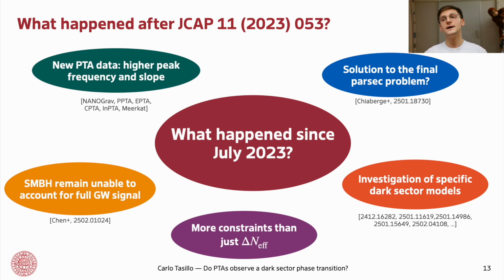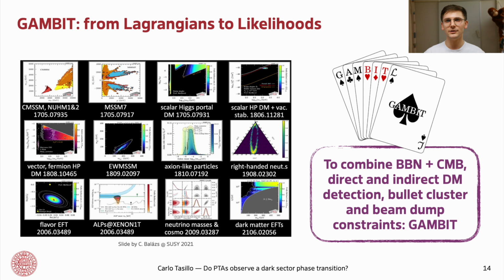Another thing, more on the theory side, is the investigation of more specific dark sector models, which I will come to in a second. And one thing that we studied in the past was to put more constraints into our analysis, more than just delta N effective. Okay, so let's see how we can include these constraints into our analysis chain. What we did is we used the Gambit framework to combine BBN data, cosmic microwave background data, and data from direct and indirect detections. We include a likelihood for the bullet cluster and beam dump experiments, all under the framework of Gambit, which is used for global fits, so when you try to fit many data sets at the same time.